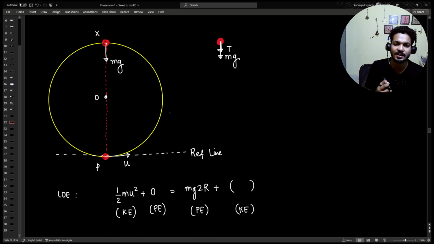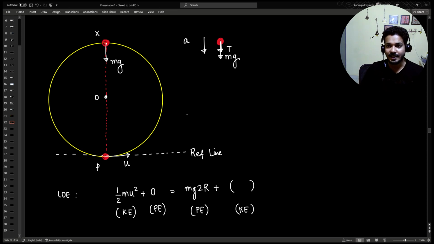So in this scenario the tension has to act downwards because the string is downwards, and mg is always acting downwards. So how do I write the second law for this? Because it's doing a circular motion, even if it's at a constant speed, which it is not.